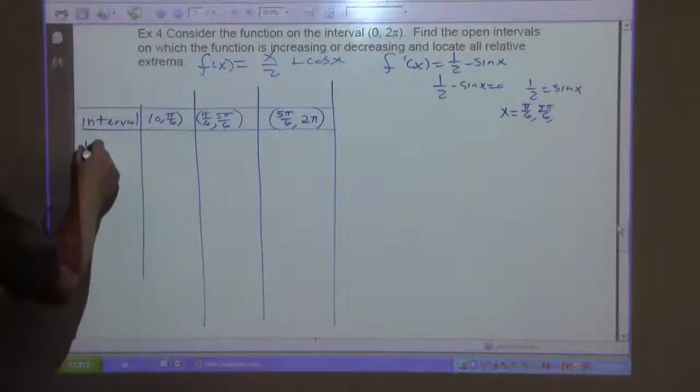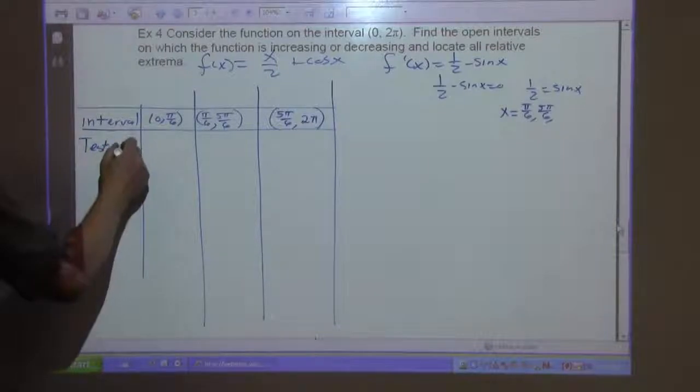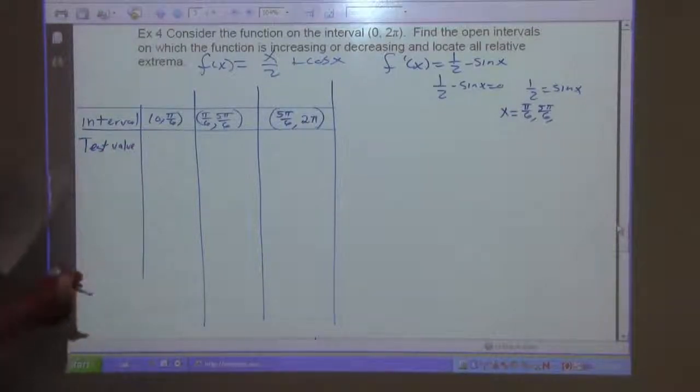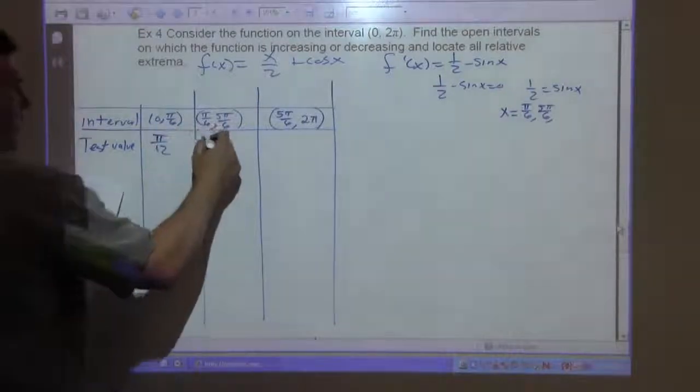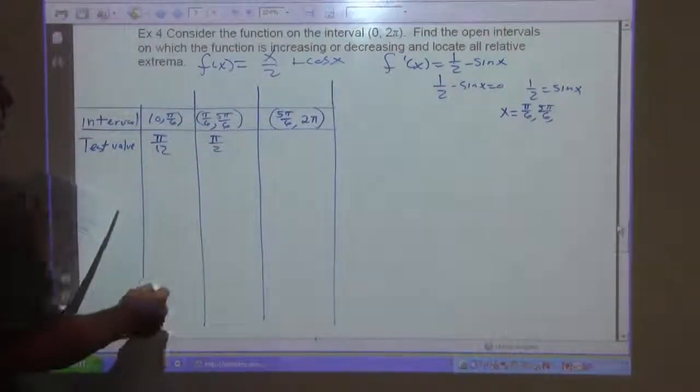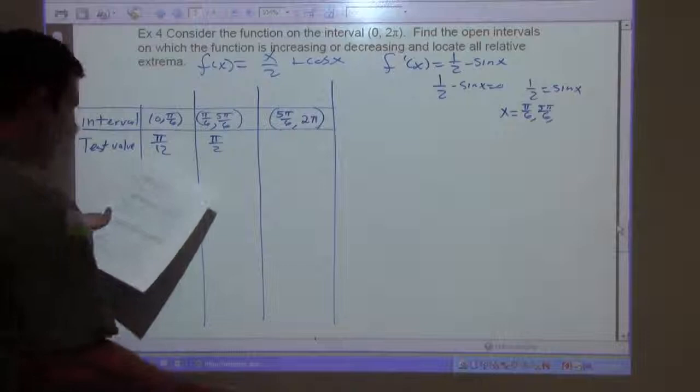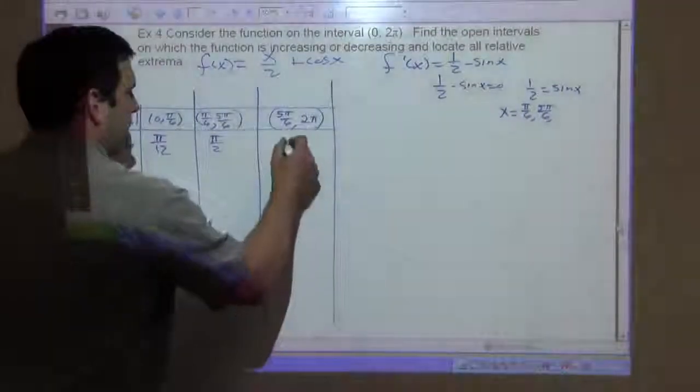Now we'll get our test values. From 0 to pi over 6, let's go with pi over 12. From pi over 6 to 5 pi over 6, we can go with pi over 2. 5 pi over 6 to 2 pi, we can go with pi.